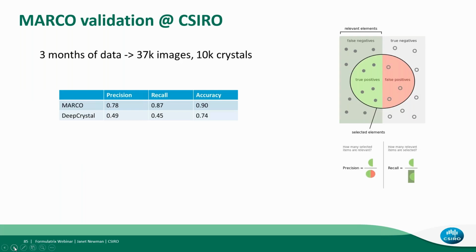Then we tested it independently with some images from CSIRO, which had never been anywhere near the MARCO algorithm. They weren't used for training, they weren't in the validation set. And we found out that the machine learning that we were using at the time, which was the Deep Crystal, was overall about 74% accurate. And then MARCO on the same set of images was 90% accurate. And this is amazing because many of the images that contributed to the MARCO algorithm weren't vapor diffusion at all, and we use vapor diffusion. So it turned out that the information from microbatch was enabling us to get much better results with vapor diffusion experiments.